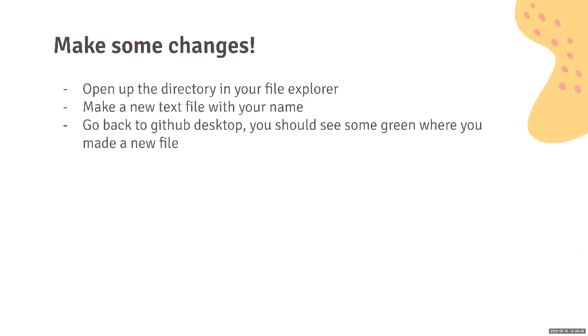Okay, so now we're going to make some changes. You will now have a directory somewhere in your file explorer for this repo. You probably had to set that up at some point during the setup. Make a new text file with your name and go back to your GitHub Desktop, and you should see some green on the left-hand side where you made a new file, saying that you made a new file.